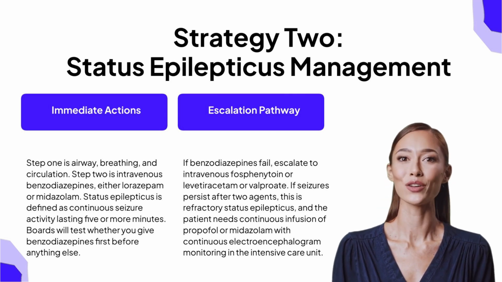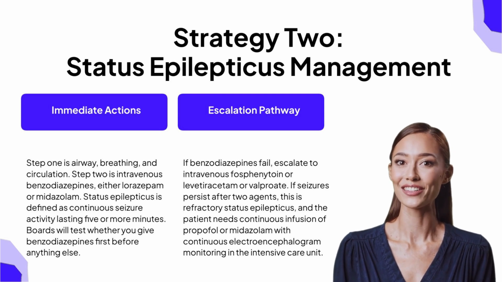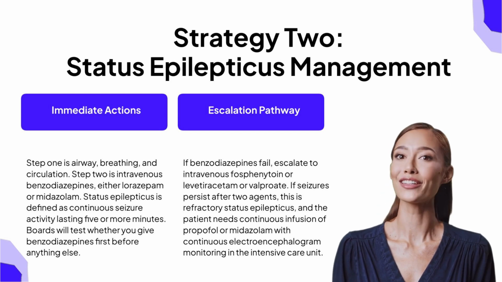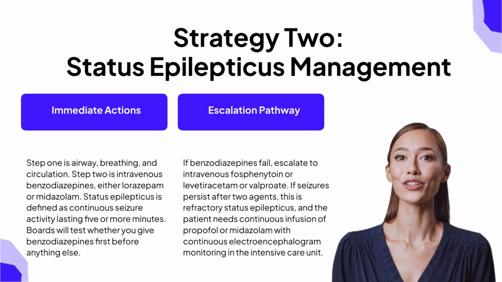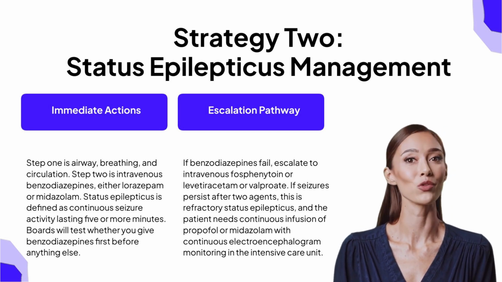If seizures continue after 2 medication classes, this is called refractory status epilepticus, and the patient needs to go to the intensive care unit for continuous infusions and continuous electroencephalogram monitoring. Never skip the benzodiazepine step. That is the most common trap on board questions.